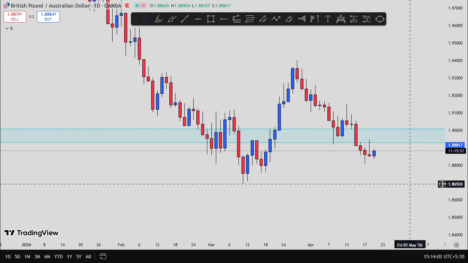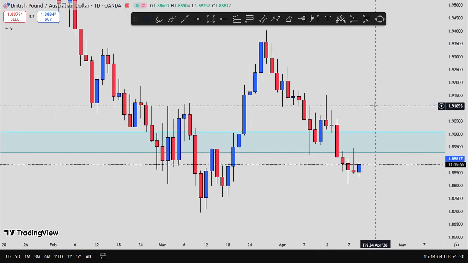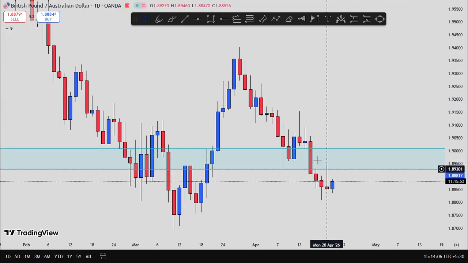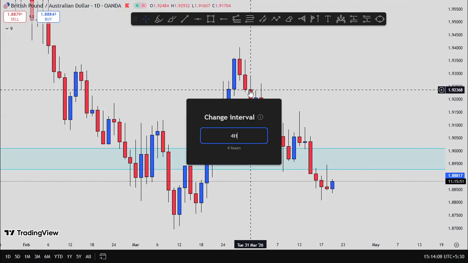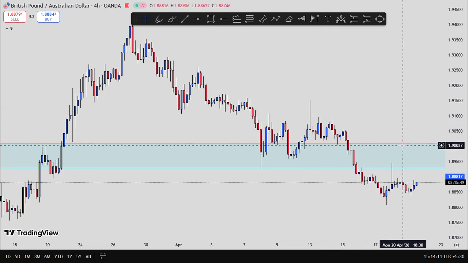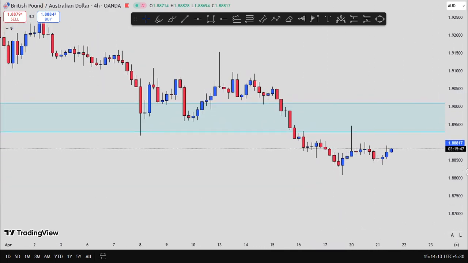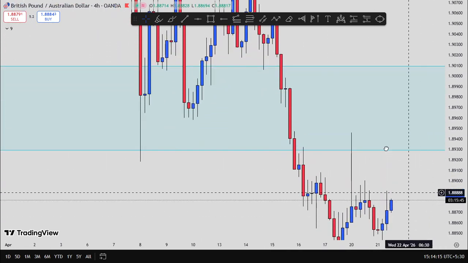So based off this, what we would be waiting for is a break and retest above, on the bullish, on the 4 hour. Now on the daily, sorry, now on the 4 hour, you can see that we are also bearish.